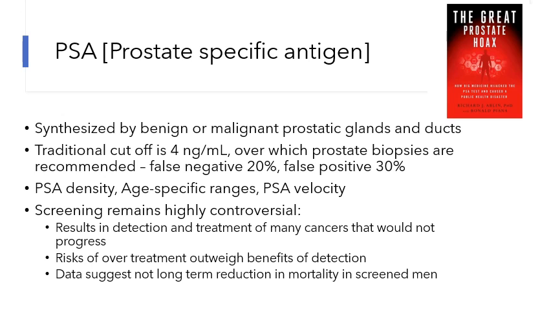So traditionally we've set a cutoff of about 4, and over this level then biopsies of the prostate are recommended. However, even setting that cut level, we're still going to have a false negative rate of about 20% and a false positive rate of 30%. So PSA screening is not the world's most sensitive or specific test.